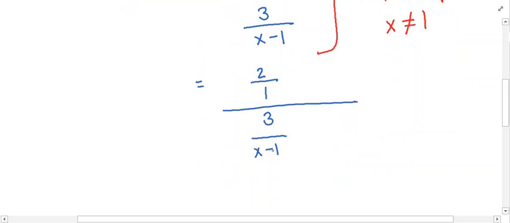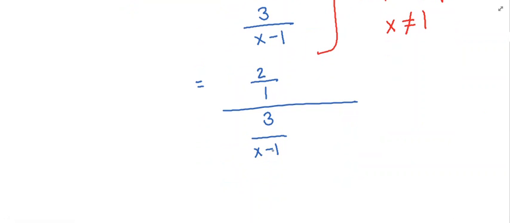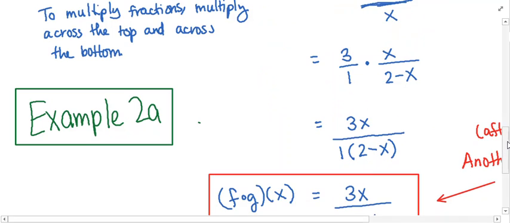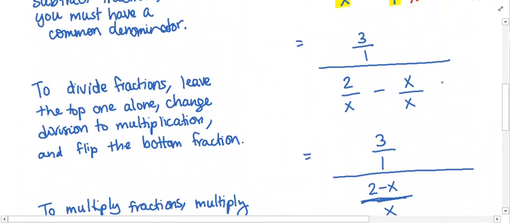Now when you look at this, ask yourself, what is going on overall? The numerator is 1 fraction. The denominator is also 1 fraction. Everything is combined into 1 fraction. You clearly see 2 over 1, 1 fraction, and then you see 1 fraction in the bottom, 3 over x minus 1. There is nothing to add or subtract. You're not adding or subtracting fractions. If you go back to the previous example, we had to subtract fractions first.